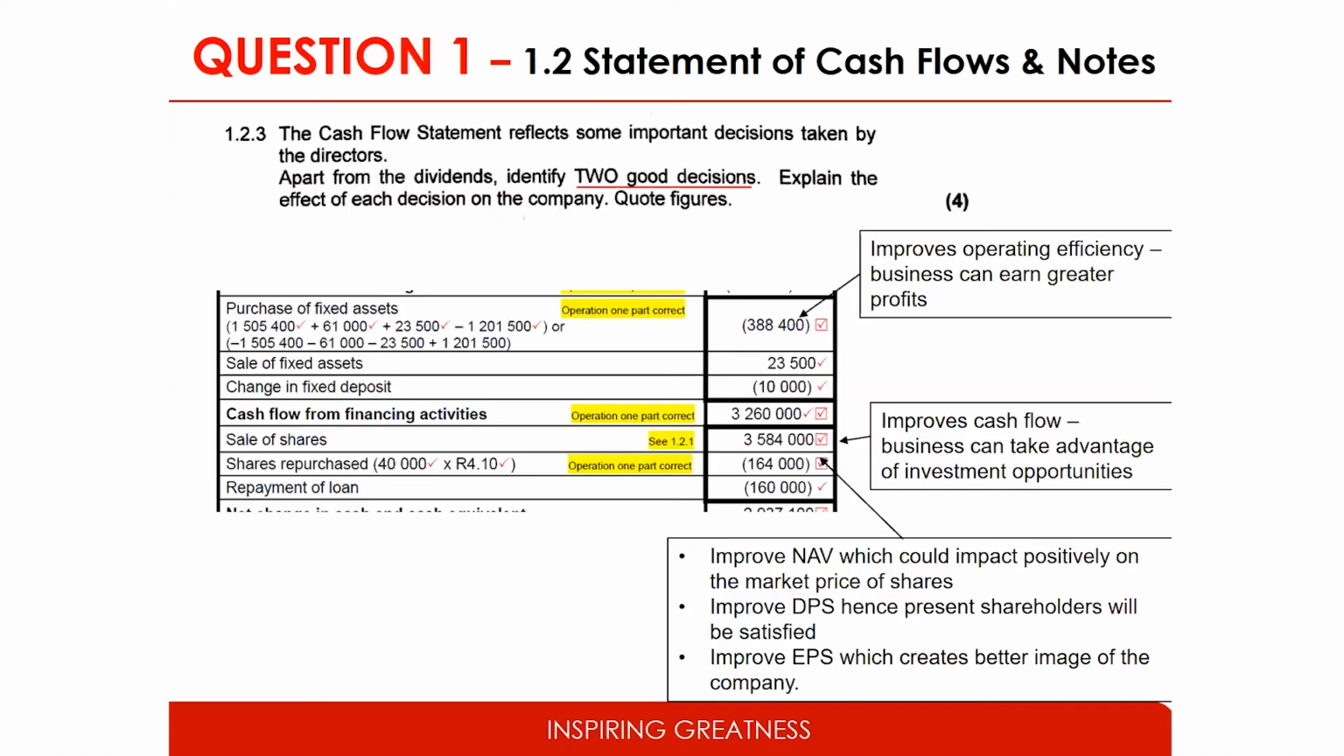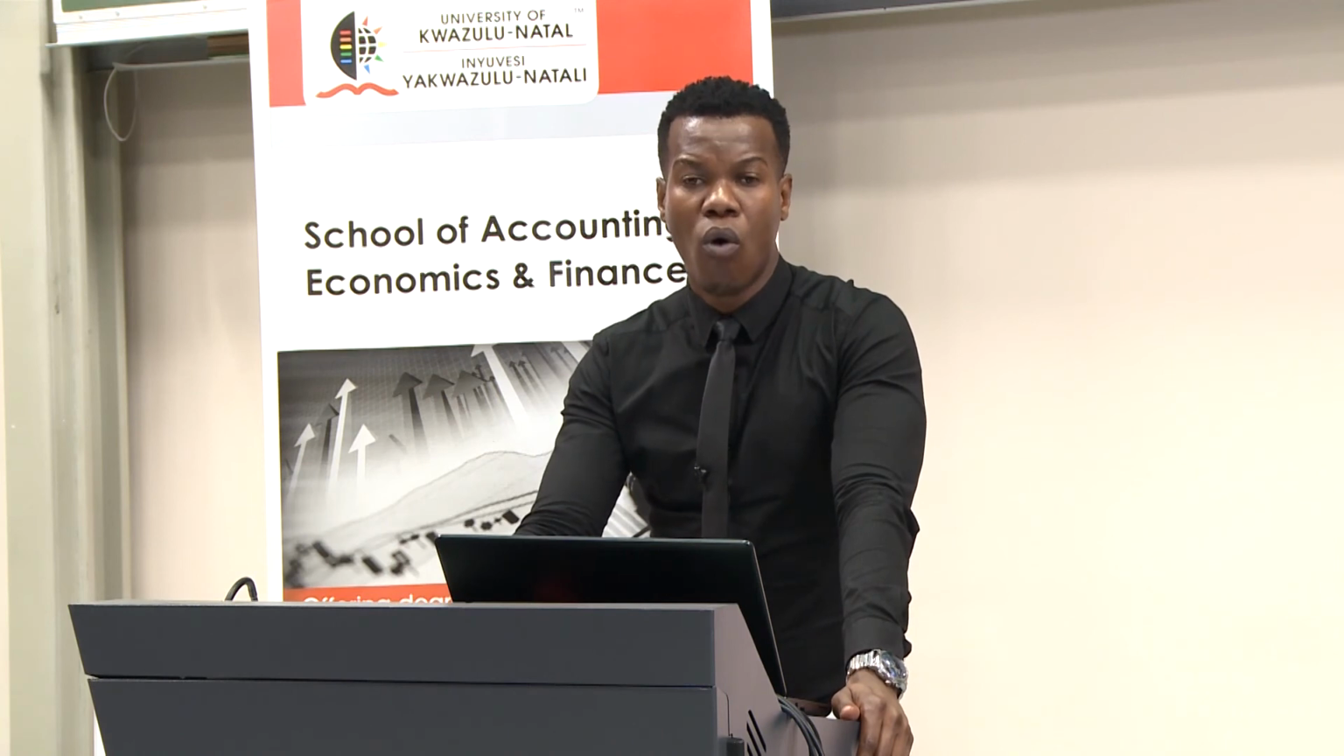It improves the earnings per share, which creates a better image of the company. If the company is able to buy its shares, the earnings per share is improved because prospective investors are able to say, oh, wait a minute, they do have money. And then when you calculate your earnings per share, it will relatively be more without having to grow the business.